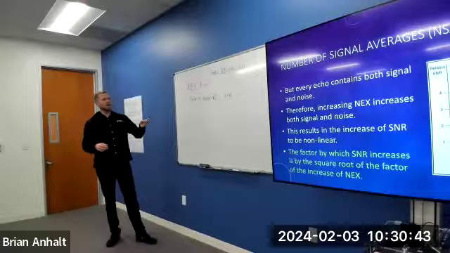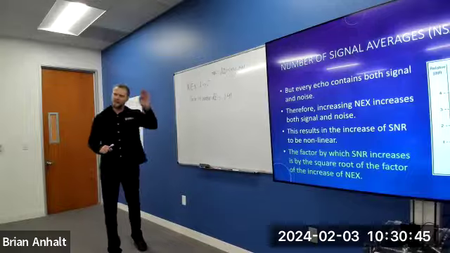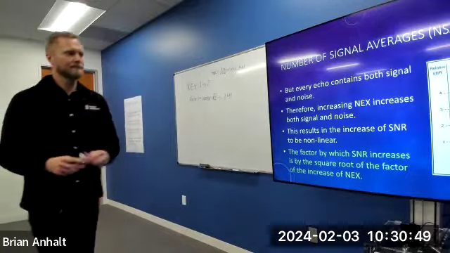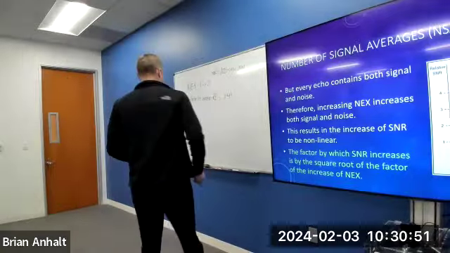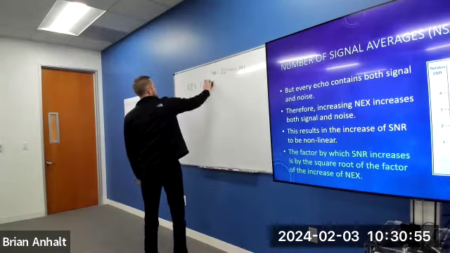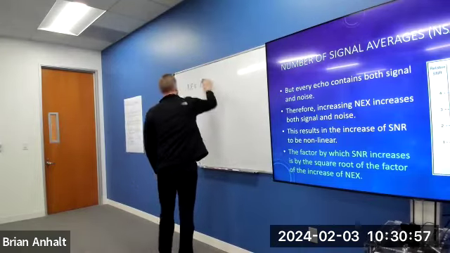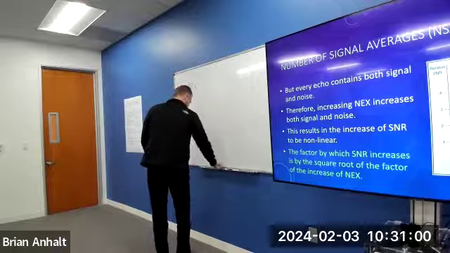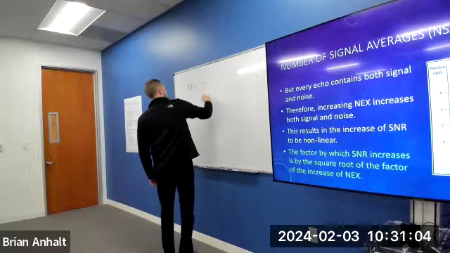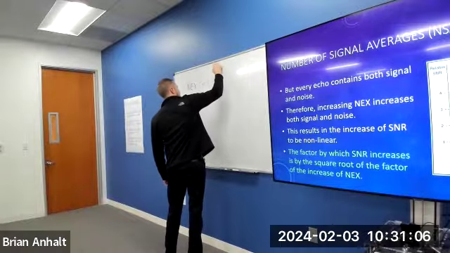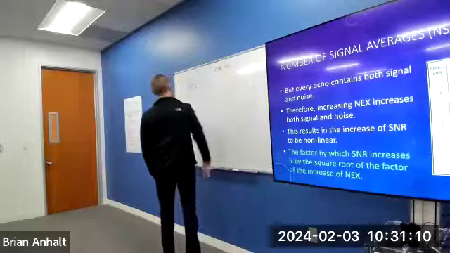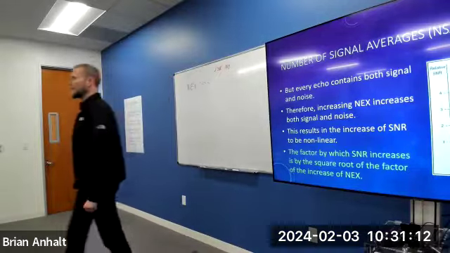And the reason that it's not a direct increase or a linear increase is because we're sampling noise too. Right? So if I asked you this question, say my NEX was 1 and I increased it to 3. My original SNR equals 100. What's my new SNR? How do we figure this out?